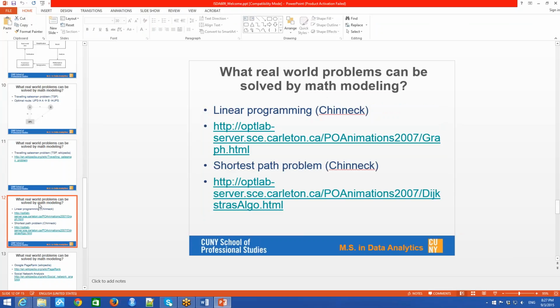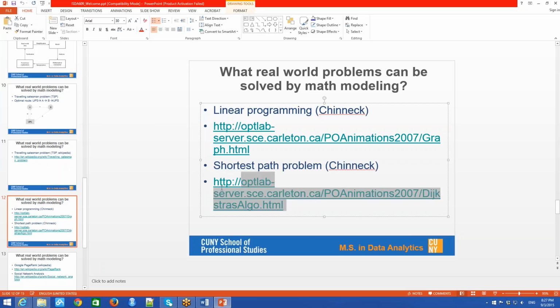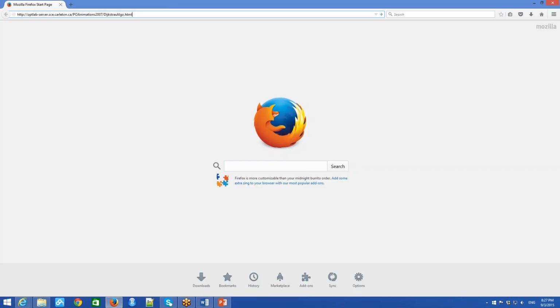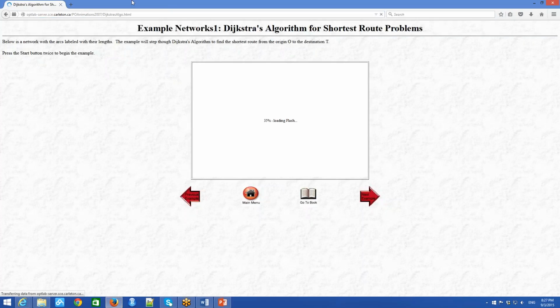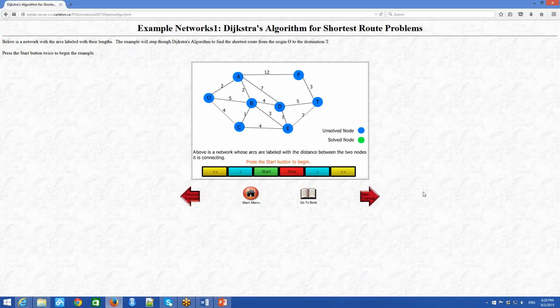And then there are some other problems, including linear programming and shortest path. It's also good to look at this shortest path. So it's saying that if someone wants to go from O to T, which route should he be taking. That's the idea here. If we start this, the problem is a linear programming problem, and then we are using Dijkstra's algorithm for the shortest path problem.